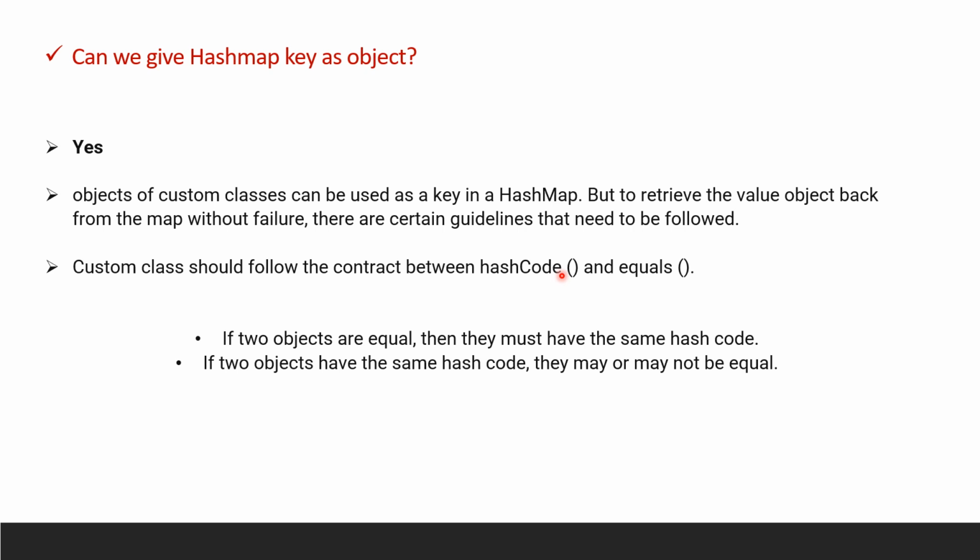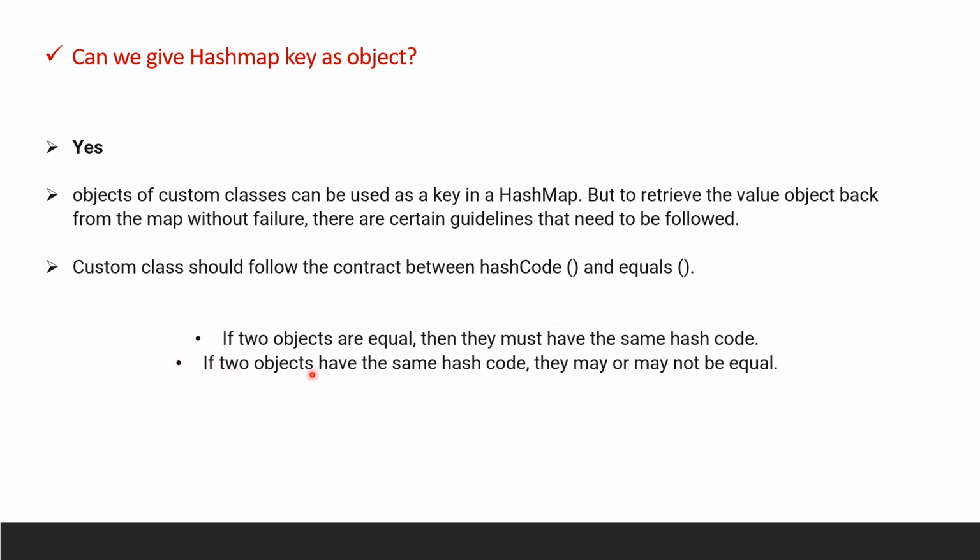So for now, just remember that the custom class which we are declaring should follow the contract between the hashCode method and the equals method. The one thing we have to note here is, if two objects are equal, then they must have the same hash code. So any two objects we are comparing, if we are saying those are equal, they must and should have the same hash code.